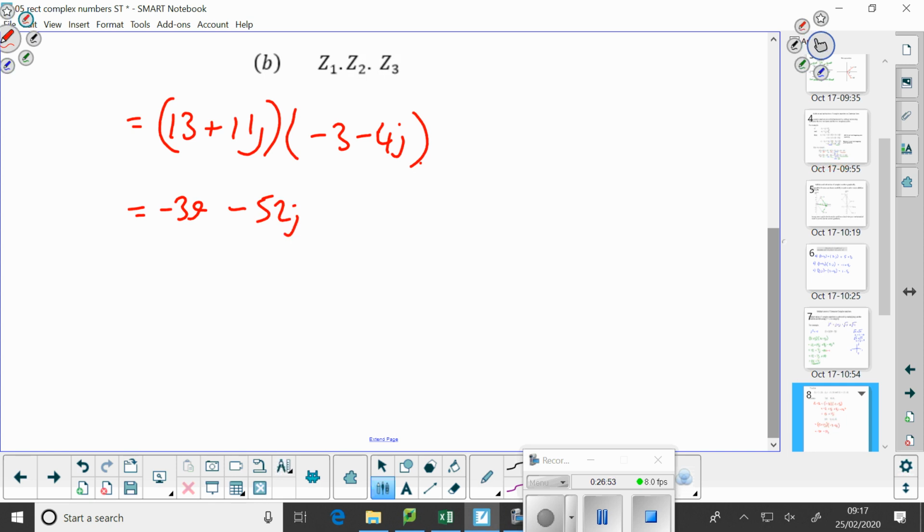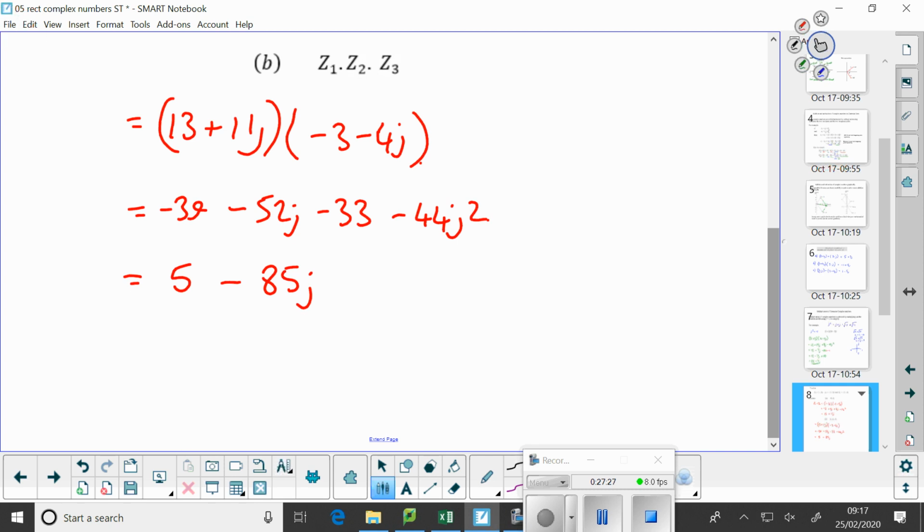Minus 33j, 11, and minus 44j squared. Yep. So we're minus 39 plus 44 is 5. And we're minus 52 minus 33, minus 85.